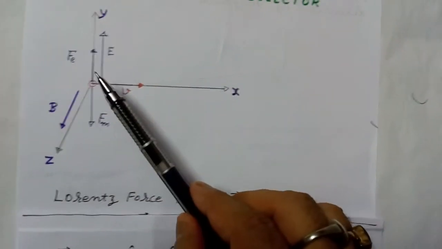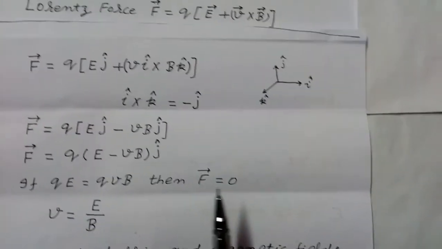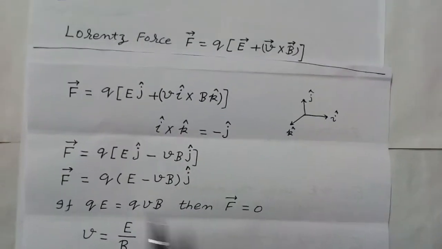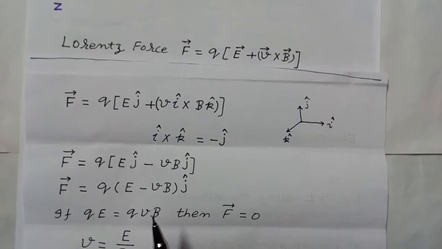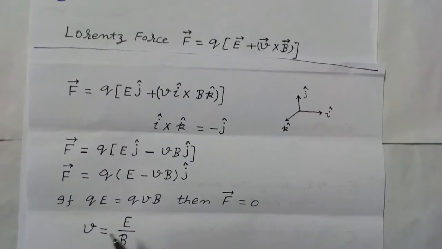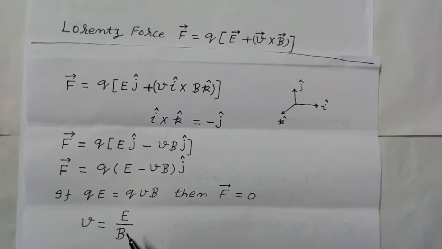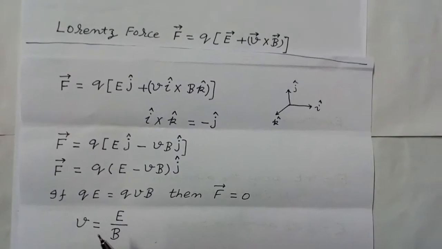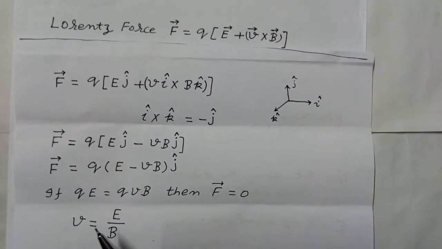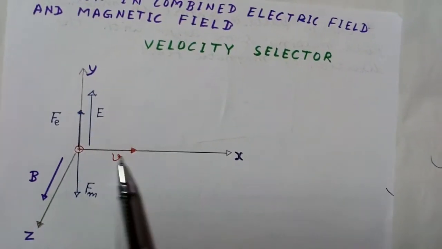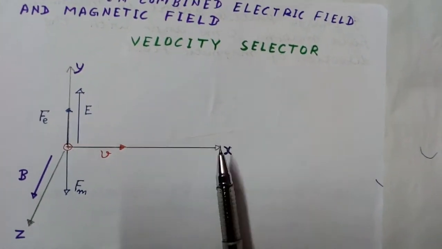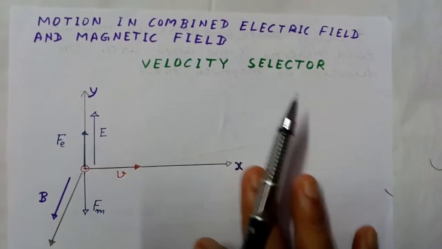Now if these forces are equal and opposite, in this case net force F will be equal to 0 if QE is equal to QVB. So from here V is equal to E upon B. So those particles whose velocity V is equal to E upon B will pass through this region undeflected. So this is the principle of velocity selector also.